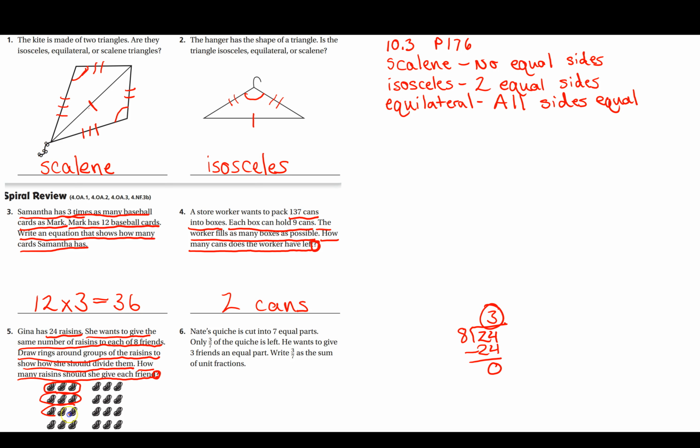1, 2, 3, and then my clicker won't let me draw them. There we go. 3, 3, 3, 3, 3. So here you see we have 8 groups with 3 in each group. So this is showing the amount each friend will get. The 8 represents how many friends, so each one of these circles is a friend. And then the raisins inside is how many raisins that friend got. So how many raisins should she give each friend? 3 raisins.